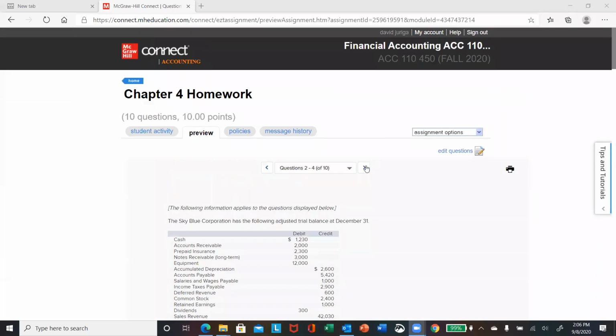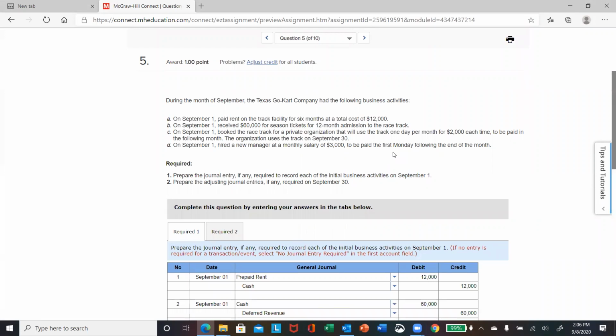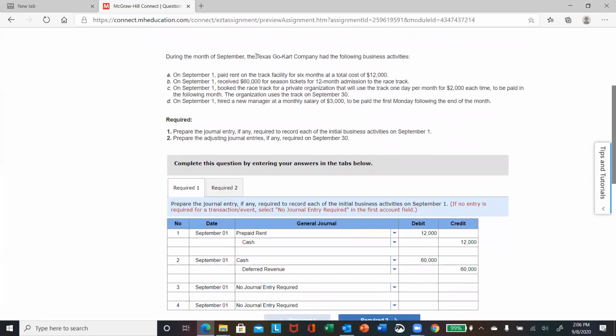And let's go back up and let's check out now problem number 5. So they want us to do the original entry on A through D and then to do the required adjusting entry. So on part A, looks like this, again, this is for the month of September. They paid the rent on the track for 6 months at $12,000. So debit prepaid rent, credit cash. Remember, these are not the adjusting entries. This is just the initial transaction. So part 1's debit prepaid rent, credit cash.